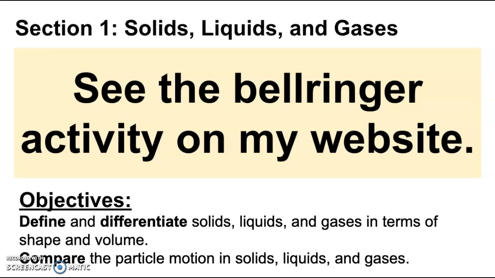Section 1 is all about solids, liquids, and gases, the states of matter. Now remember that Chapter 2 is about how matter can change. One of the most common ways that we see matter changing is in its state, from solid to liquid to gas, and then back and forth between those three. There are two objectives that go along with this section.